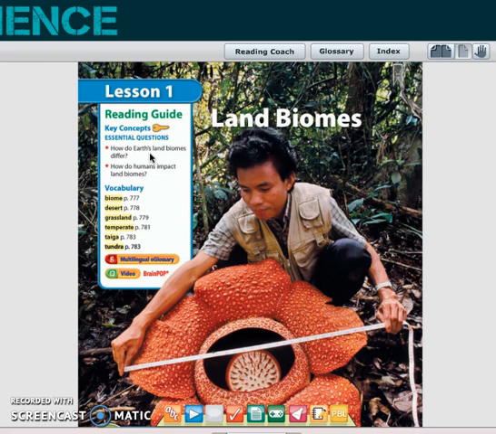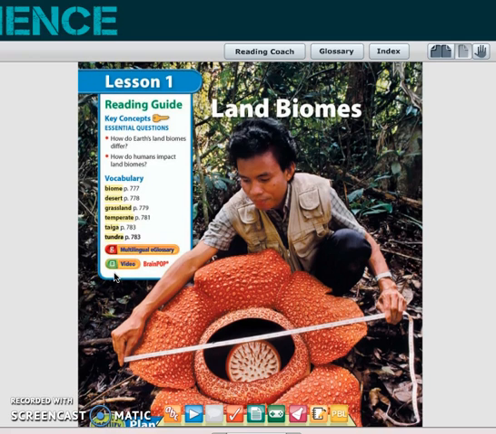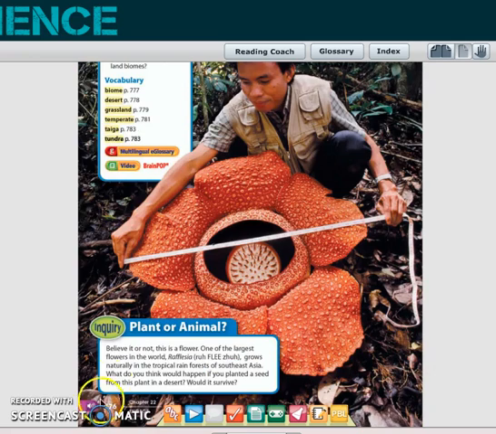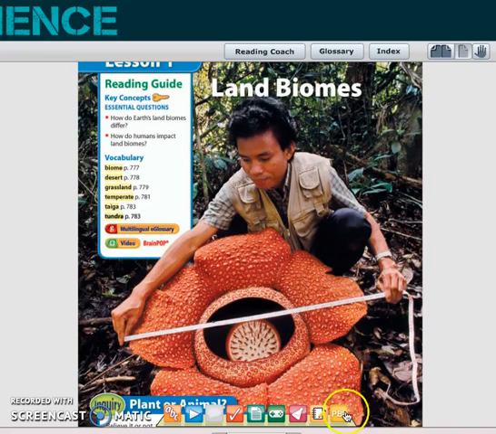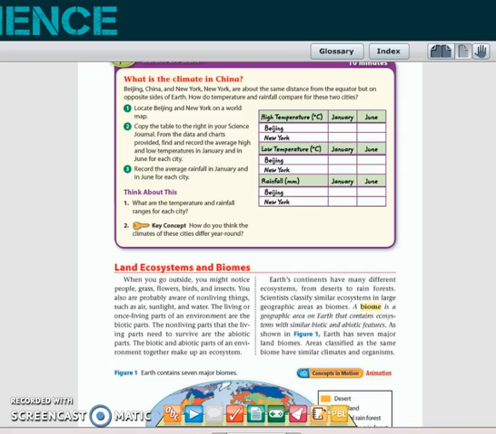Okay, the next thing you're going to do before you start reading is go through the vocabulary, with the first word being biome, and then the last word being tundra. You'd want to go through each one of these, say them out loud, and make sure you're able to pronounce them. And then again, here's another inquiry. We're going to want to look at this picture. We're going to read what it says here, and that should get us ready to move forward and begin reading.